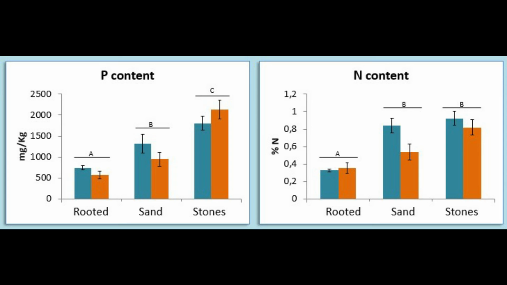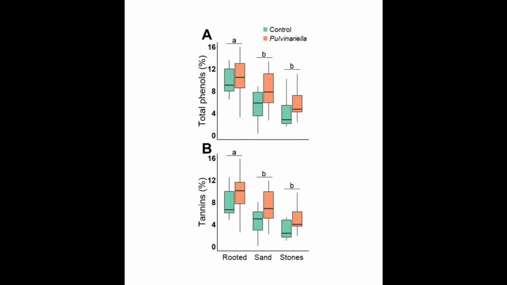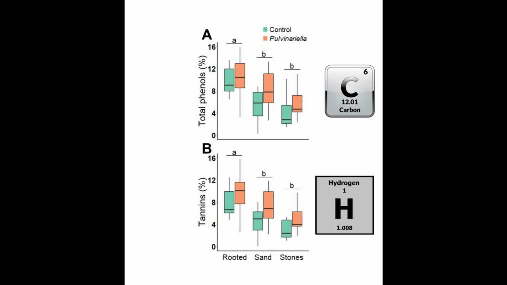In addition, Pulvinariella as biological control could advance, by almost 2 months, the decomposition process of the plant. The attack of Pulvinariella may trigger an increase in carbon and hydrogen, which can be related to carbohydrate biosynthesis like total phenols and tannins, which are chemical defenses, compared to unattacked plants.